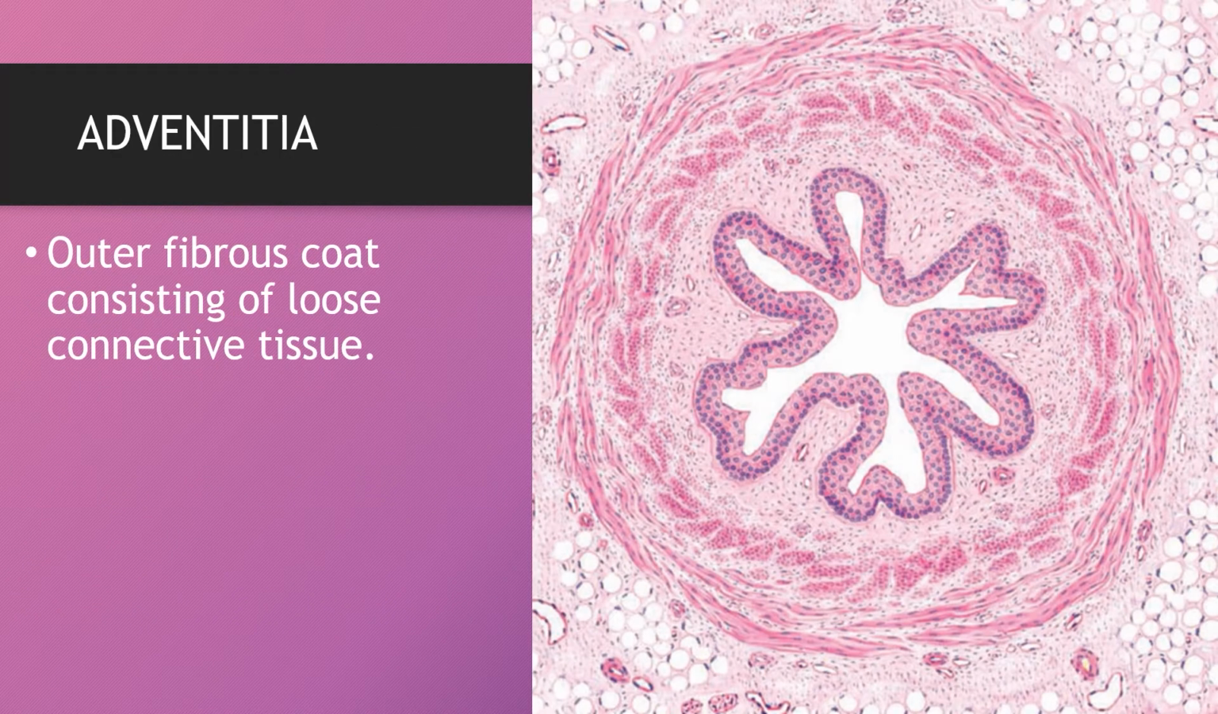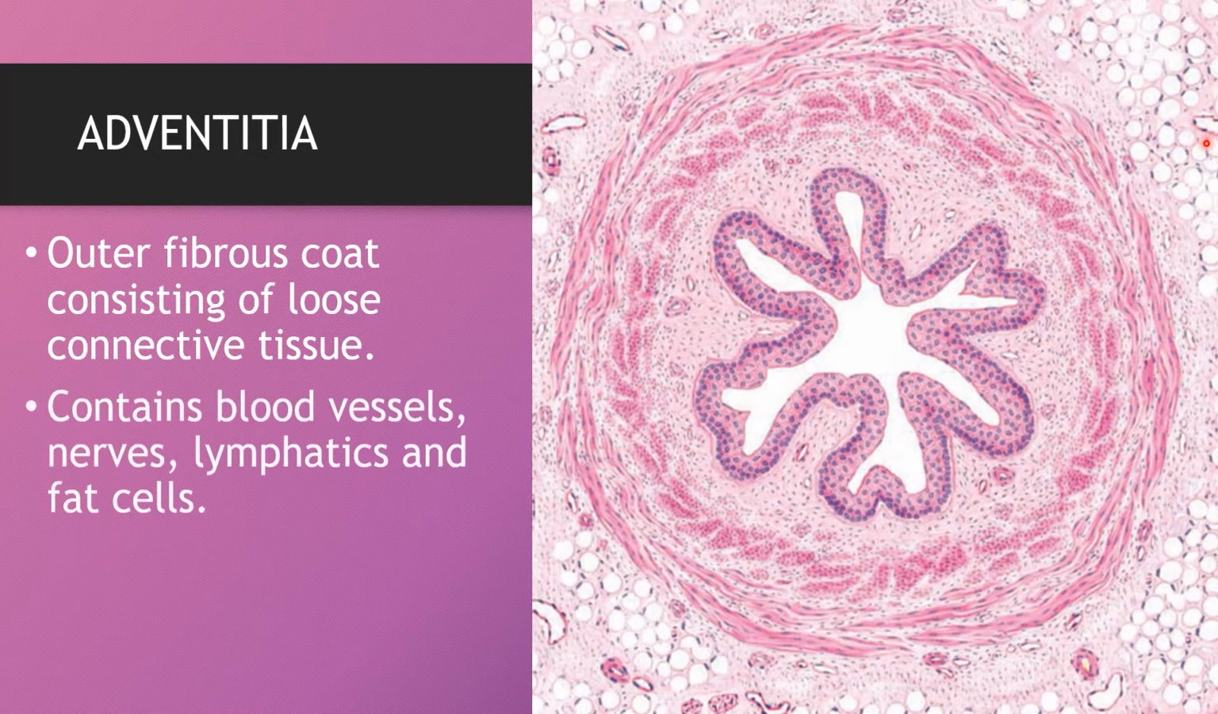Then the last layer is the adventitia. This is the adventitia, the outer fibrous coat consisting of loose connective tissue, and it contains the blood vessels, nerves, adipose tissue and lymphatics. These are the three layers of the ureter. You have the mucosa, which consists of lining epithelium and lamina propria. Then you have the muscular layer, which is the inner longitudinal and the outer circular layer, and the adventitia, which contains the blood vessels and lymphatics, fat.